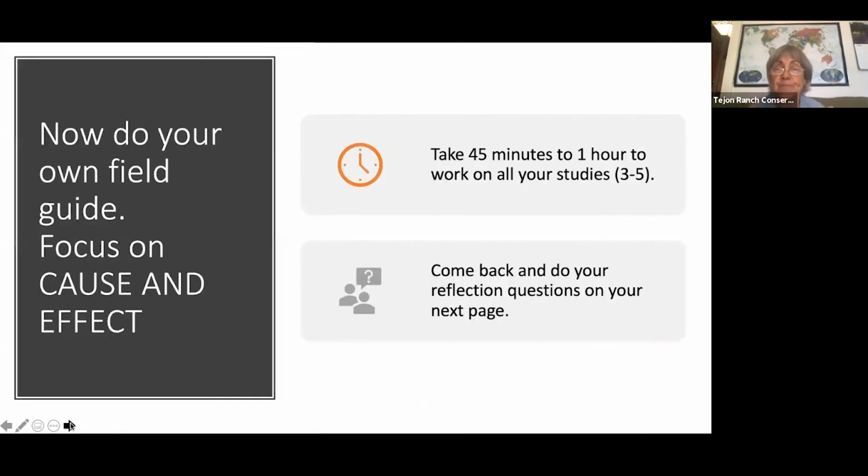So it's your turn. You're going to take about 45 minutes to an hour to study all of your items, 3 to 5 things. Spend about 15 minutes for each of those things. Don't spend a lot of time on any one. But then when you're done, come back and do your reflection questions. So have a good time out there, and we'll see you in an hour.